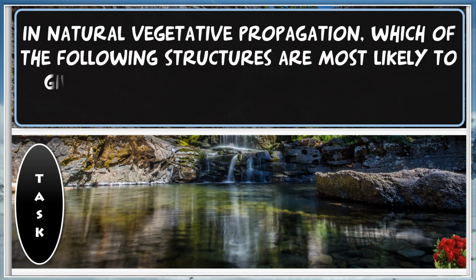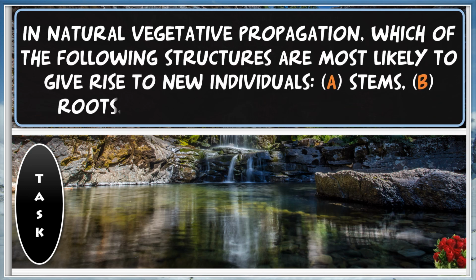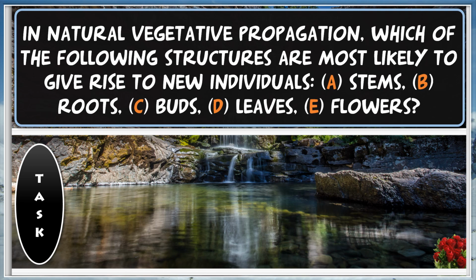In natural vegetative propagation, which of the following structures are most likely to give rise to new individuals? A. Stems. B. Roots. C. Buds. D. Leaves. E. Flowers.